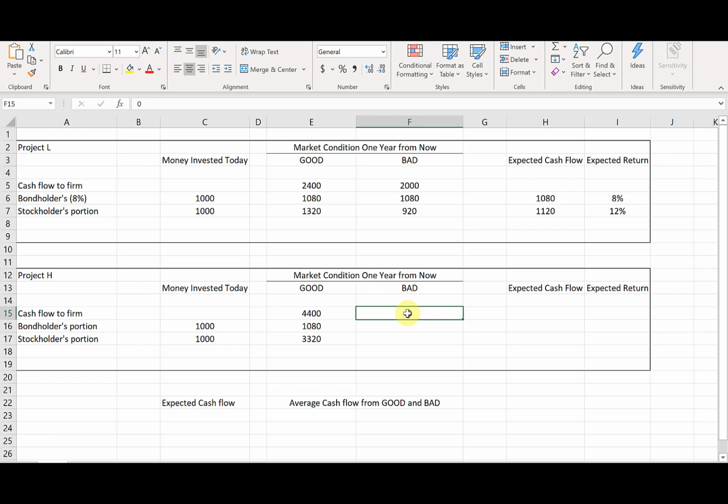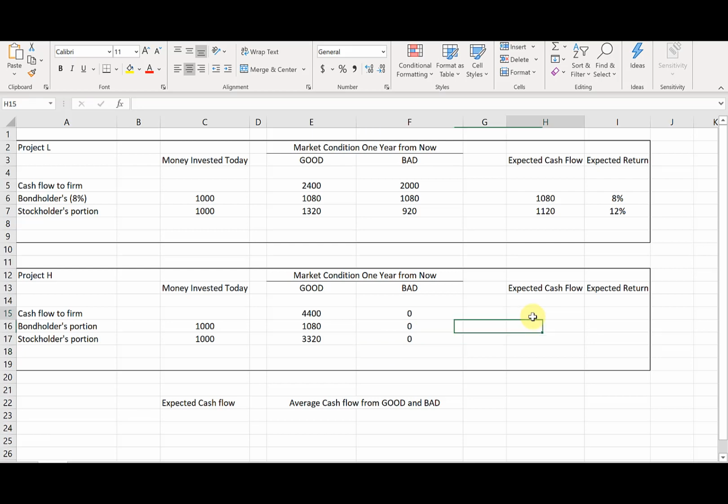All right. Now let's move to scenario bad. In this case, the firm does not make anything. If the firm doesn't make anything, then they don't have anything to pay their bondholders. So essentially, the bondholders will not receive anything. If the firm was in a loss, they don't have that 1,080 to pay back their bondholders. So in this scenario, the bondholders will receive 0. Again, there is nothing to pay their stockholders. So stockholders will also receive 0.